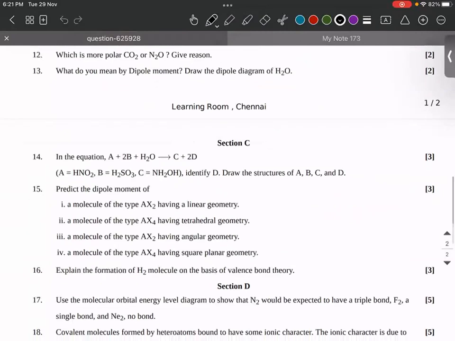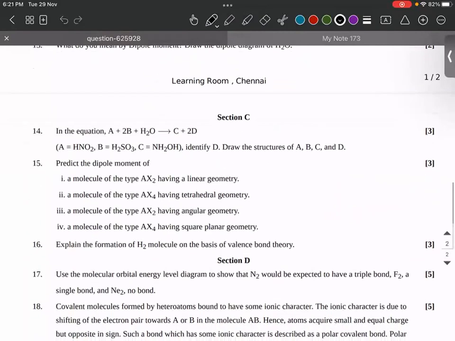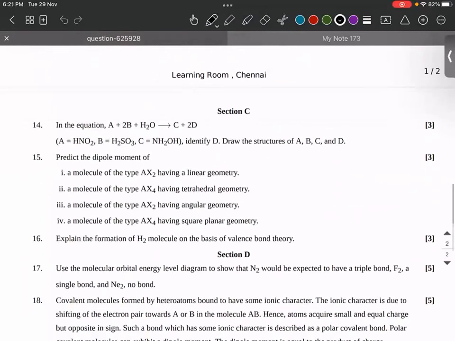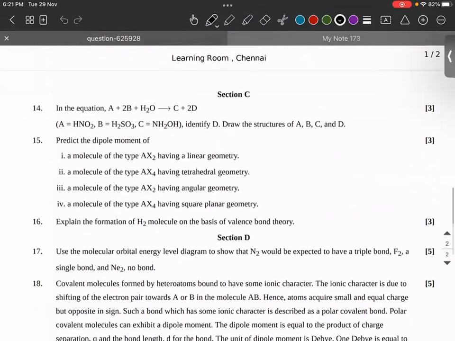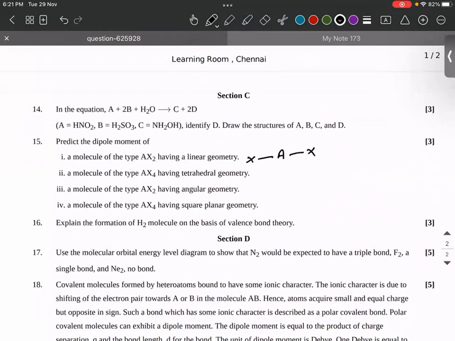Next question: a molecule of type AX2 having linear geometry. That means A, X, and X, right? So what is the dipole moment? Since it has a symmetrical structure, the dipole moment becomes 0. When one dipole goes like this, the opposite one also goes like this. So the dipole moment is 0.